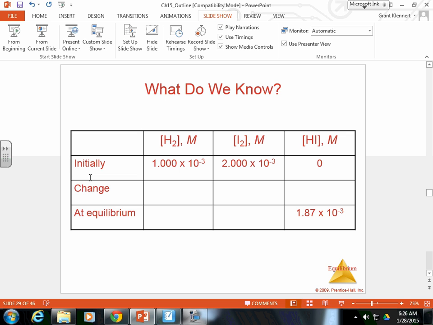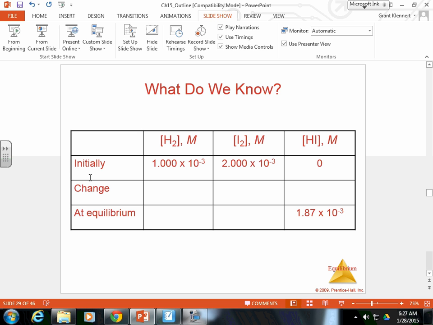Now, why do we call it an ICE problem? Because we have an initial, we have a change, and we have an equilibrium. So we have I, C, E. Now, what do we know initially? Well, it tells us the starting points of the initial concentrations of both our reactants. We were told that the initial concentration of H2 is 1.0 times 10 to the negative third, and of I2, 2.0 times 10 to the negative third. Now, since this is initial, our concentration is 0 for HI.